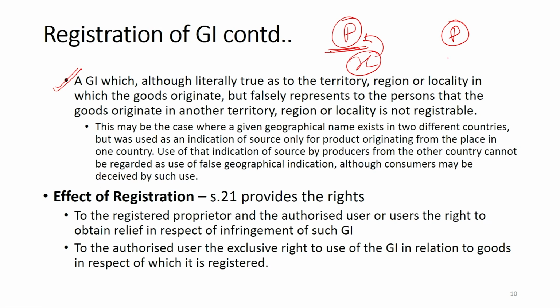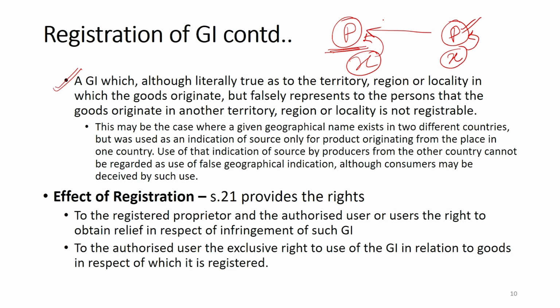What am I doing? I am manufacturing goods here and I am using this P as my GI. This is literally true because my goods are originating in this territory, but I falsely represent to the people that the goods are originating from this place.